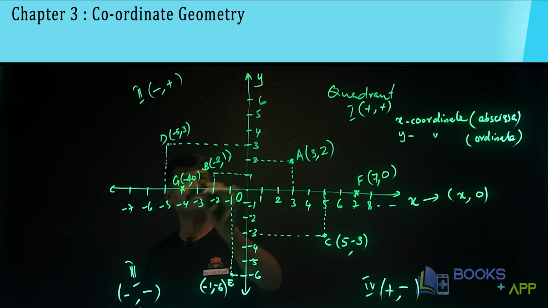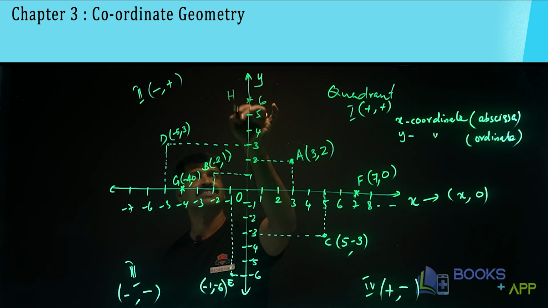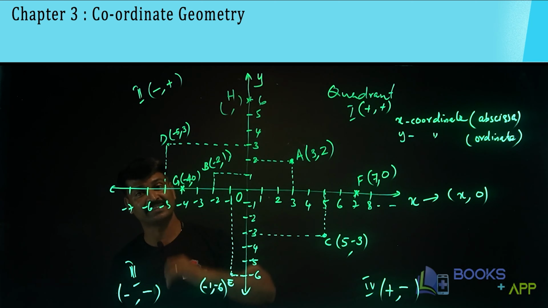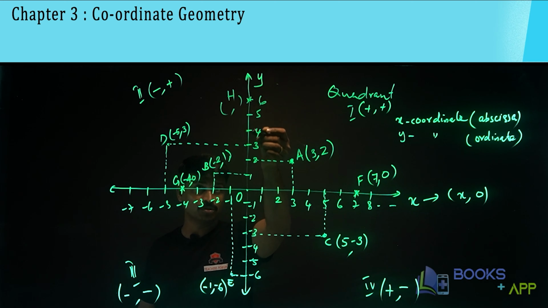Similarly, G we have taken here. Now the point is H. What is the coordinate of point H here, children? First you should write what is x coordinate. To find the x coordinate, you should draw a line perpendicular to the x-axis. It is the origin. Here x coordinate will be 0. So when you draw a line, its x coordinate is 0. What is y coordinate? Y coordinate is 6.